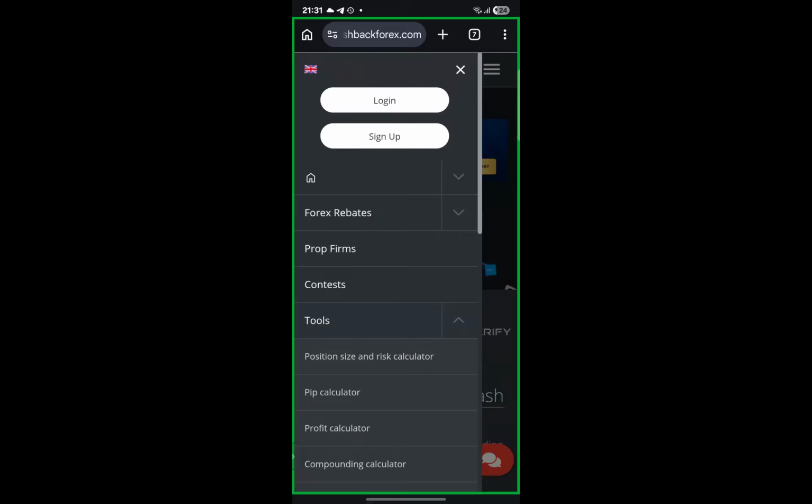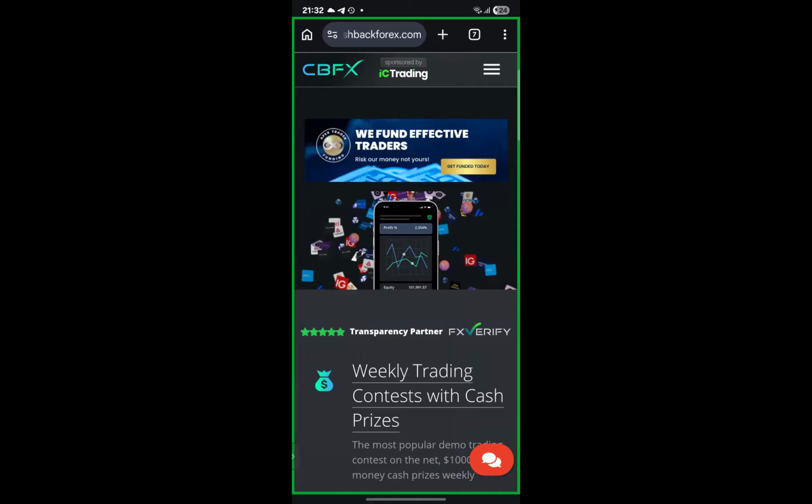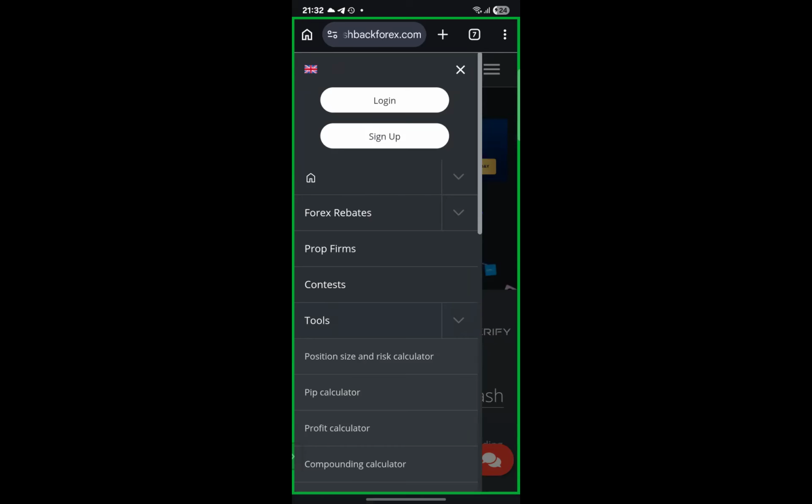Once you click on it, you will see position, size, and risk calculator. Let's go over it again. Click on the top right hand corner, three horizontal dashes. Then click on these tools, the arrow facing down beside the tools. Then click on position, size, and risk calculator.